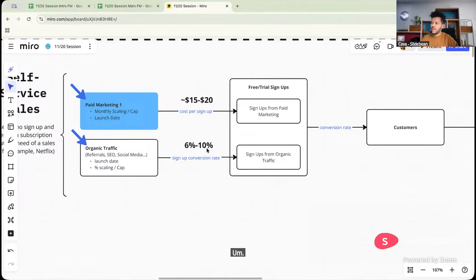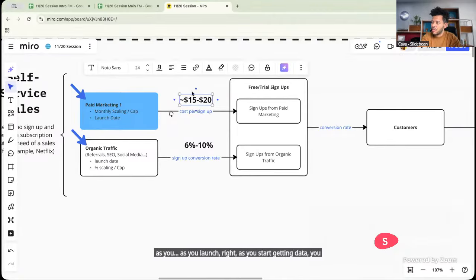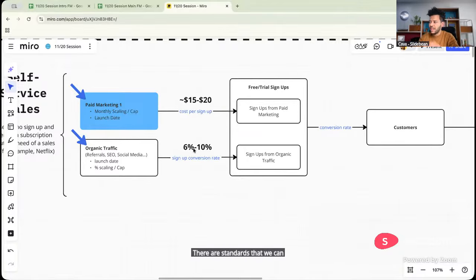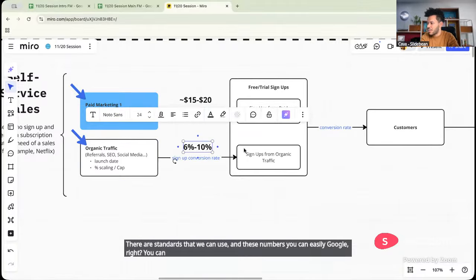So as you launch and start getting data, you'll of course be able to track what this number is. But if you don't know what this number is, and you need to guess how big your business scales, there are standards that we can use. And these numbers you can easily Google. You can find that an average conversion rate is this.